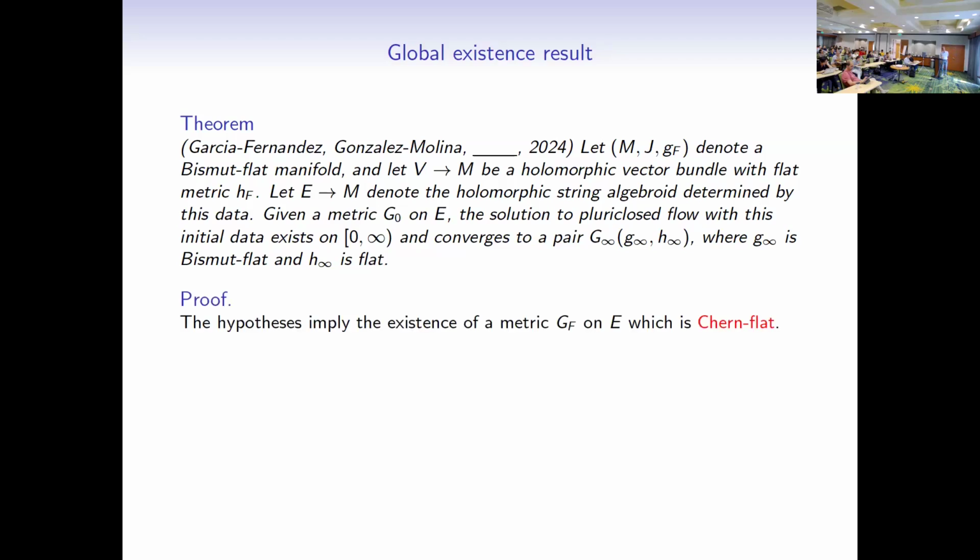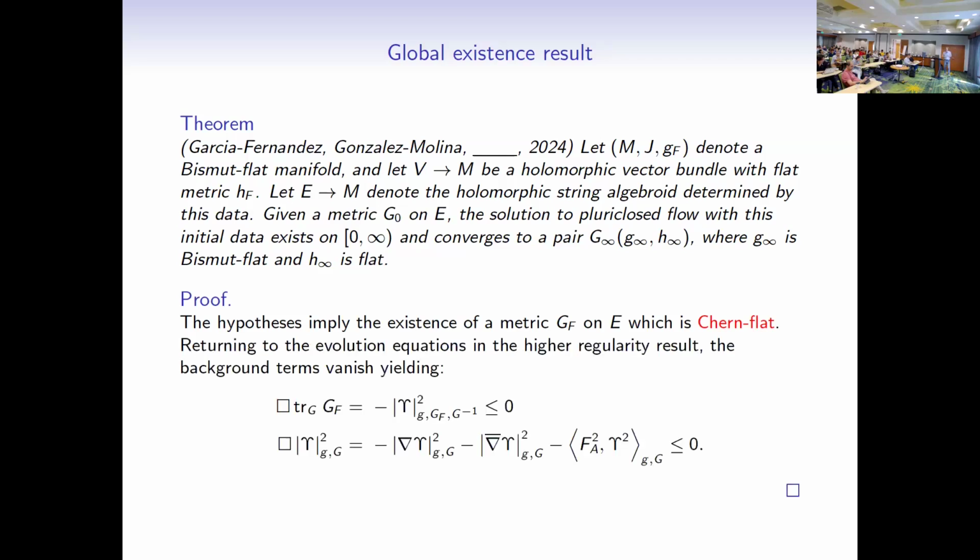Okay, and again, the proof with this string algebroid picture is very, very easy. The assumptions of the theorem basically tell you that you have a background metric on E which is Chern flat. So you can just revisit these evolution equations in this Yau C3 estimate, and they just become sharp. There are no background terms, and for instance, you apply the heat operator to this trace, and it has a sign.